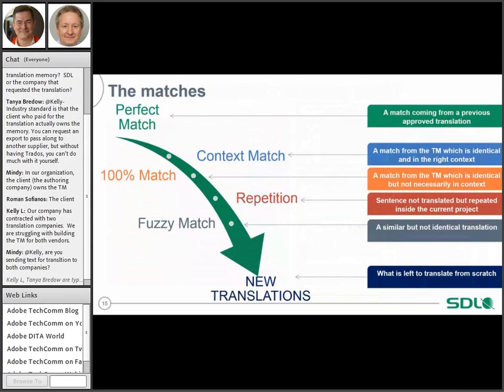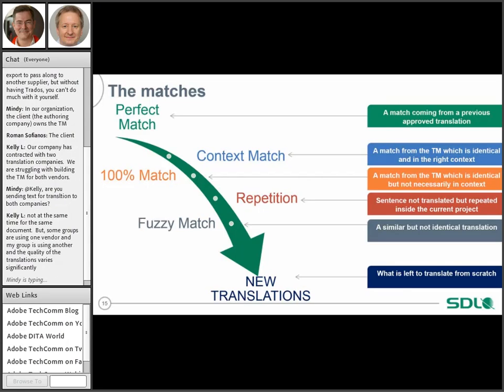When we then take a look at the matches, which I mentioned before as well, this is really a nice overview slide that shows how rich the technology has become over the years. We start with the highest quality match, which is basically a perfect match, which comes from a previous approved translation. So when a translation project has been reviewed once, if you have an update to that same translation project, why would you need to review or re-review the translations if it has been previously reviewed?